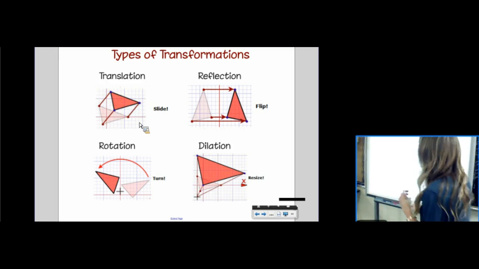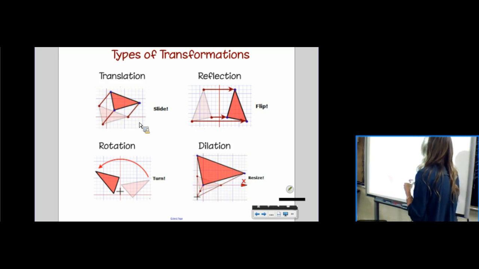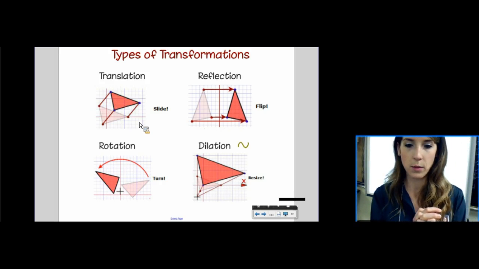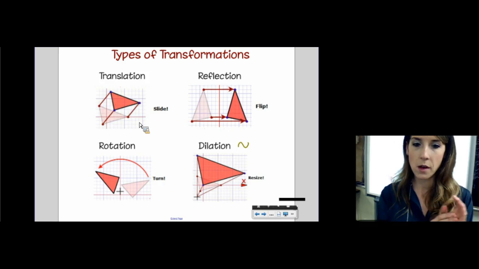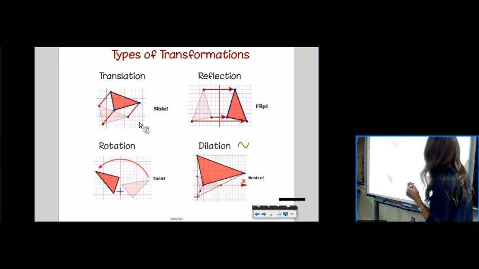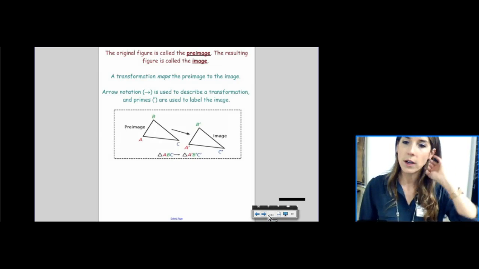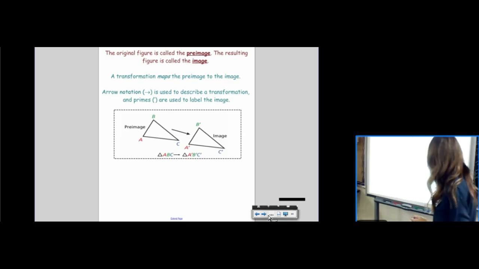So a dilation connects to our similarity unit. Remember that symbol was similar. Okay, let's look at some kind of boring technical terms real quick. So you're going to hear me say these words throughout the unit, and you'll say them too.